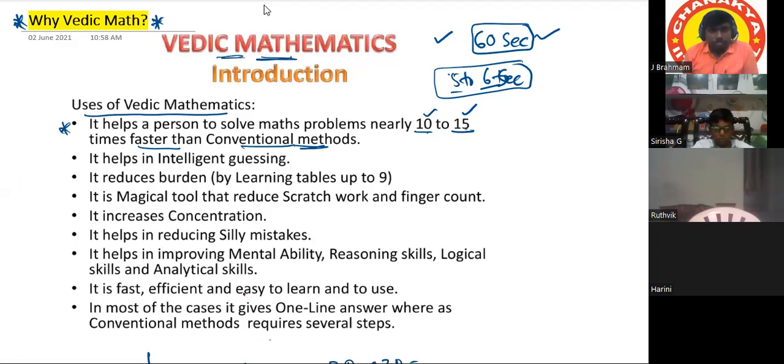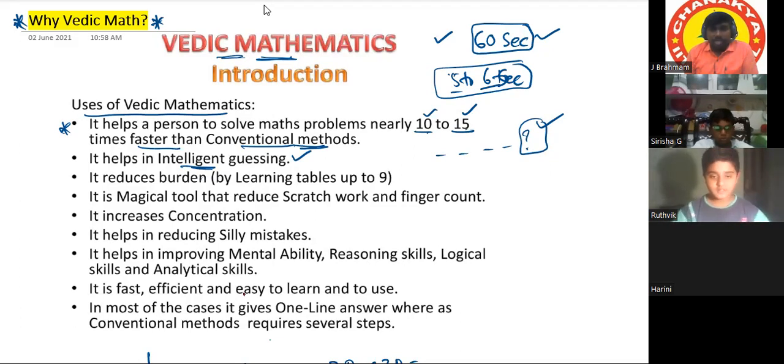Next, it helps in intelligent guessing. If you practice more on Vedic maths, you can guess what the next step will be. After observing some parameters, you can easily identify the next parameter. So it helps in intelligent guessing. Next, it reduces the burden of learning tables up to 9. It will reduce the calculation burden. If you know just 9 tables, that is enough.